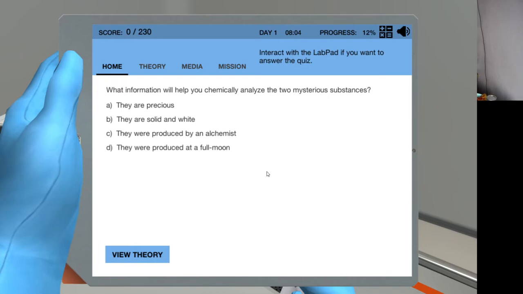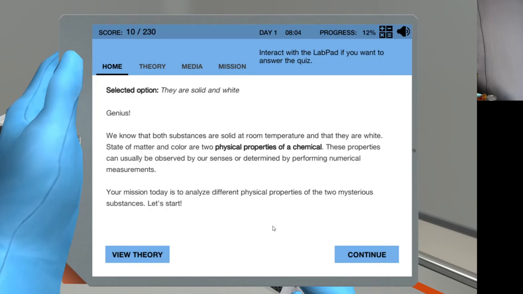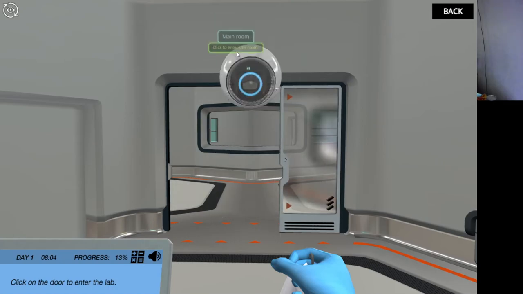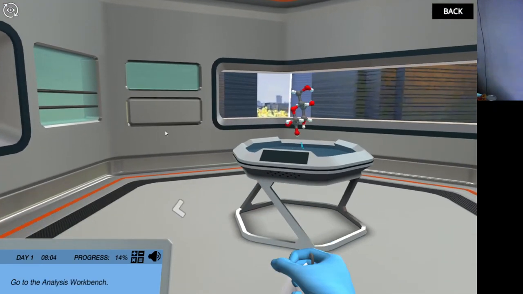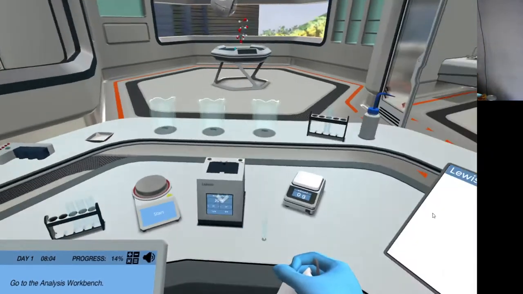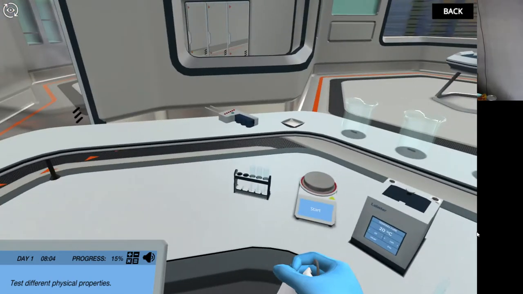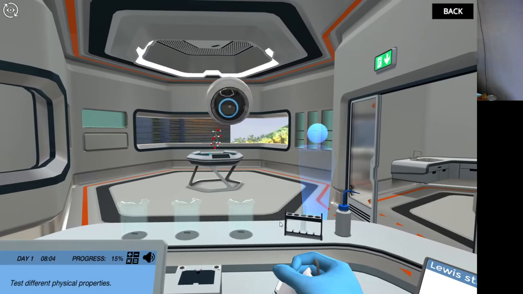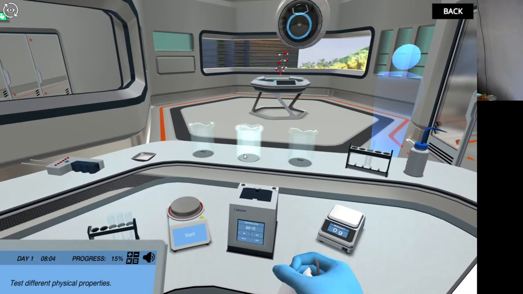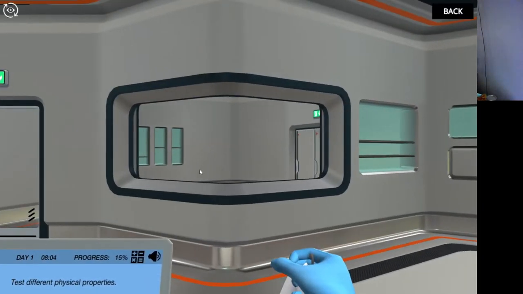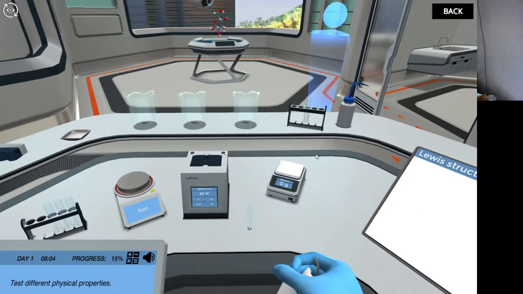Okay, so I'm gonna have to actually try this. We know that both substances are solid. Click on the door to enter the lab. This is strange. Go in the main room. Go to the analysis workbench. It turns out the medicine from the alchemist consists of two different substances. I have prepared samples of both mysterious substances in the glass tubes in front of you. In addition, there is a test tube with KCl, which we will use as a positive control when measuring solubility and conductivity. KCl is highly conductive as well as soluble in water.